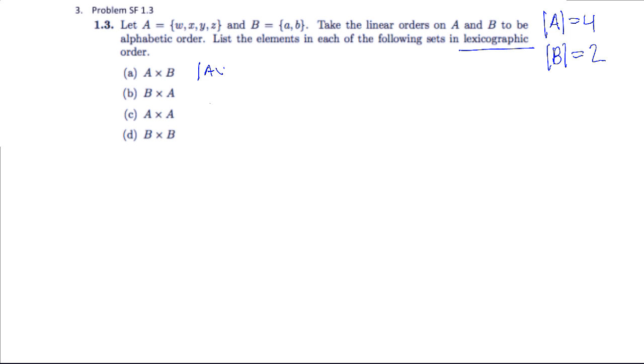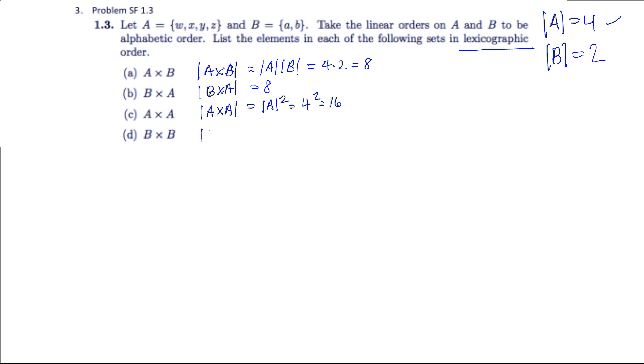So the size of A cross B is going to be the size of A times the size of B, which is 4 times 2, which is 8. The big one is going to be A cross A because that's going to have 16 elements. B cross A is the same size. A cross A, as I say, is going to be the big one. A squared, which is 4 squared, which is 16. I don't know if I can even fit it on this page here. And B cross B is real easy. It's small, which is 2 squared, which is 4 elements.